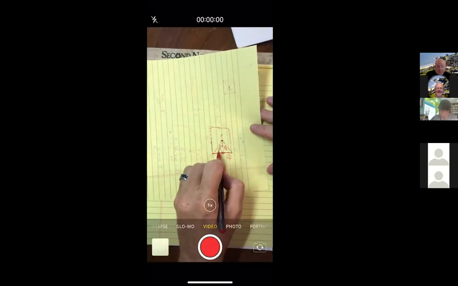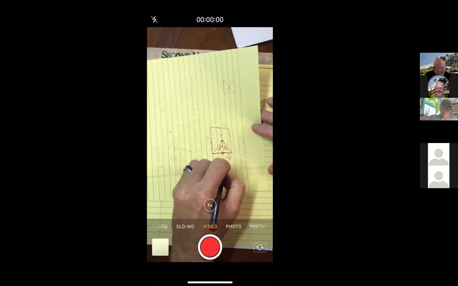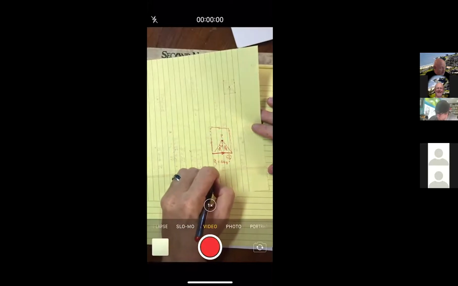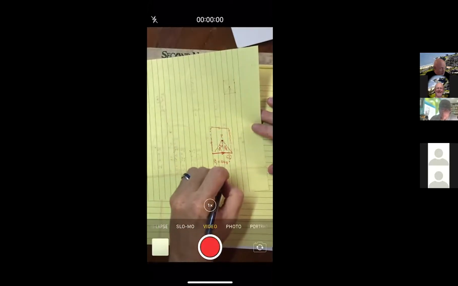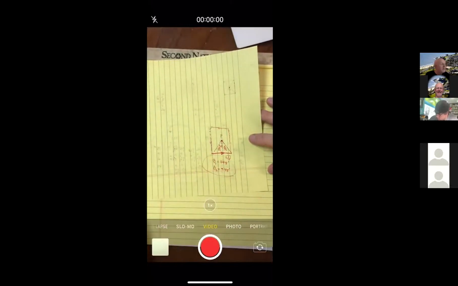So theta 1 is a positive 45 degrees. But theta 2 is a negative 45 degrees. One has to be positive and one has to be negative. One goes clockwise and the other goes counterclockwise. If you get them backwards, you're still okay as long as you label one as positive and one as negative.